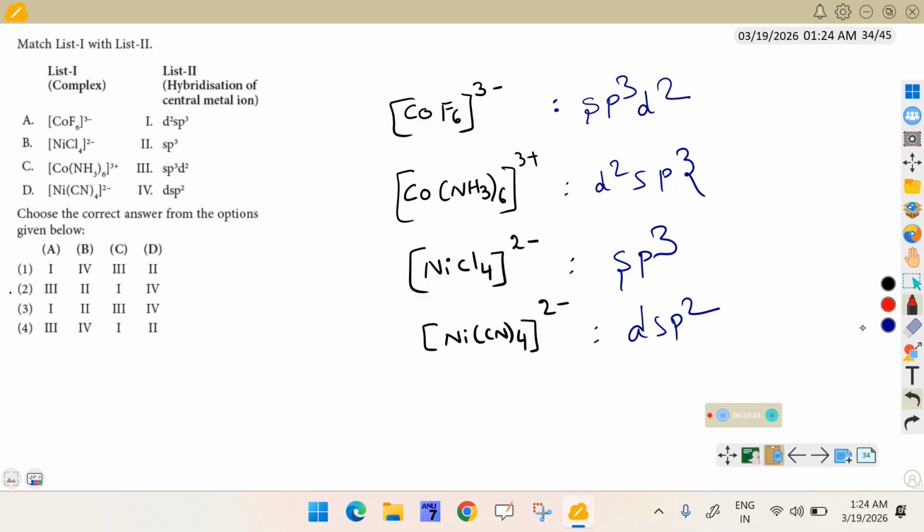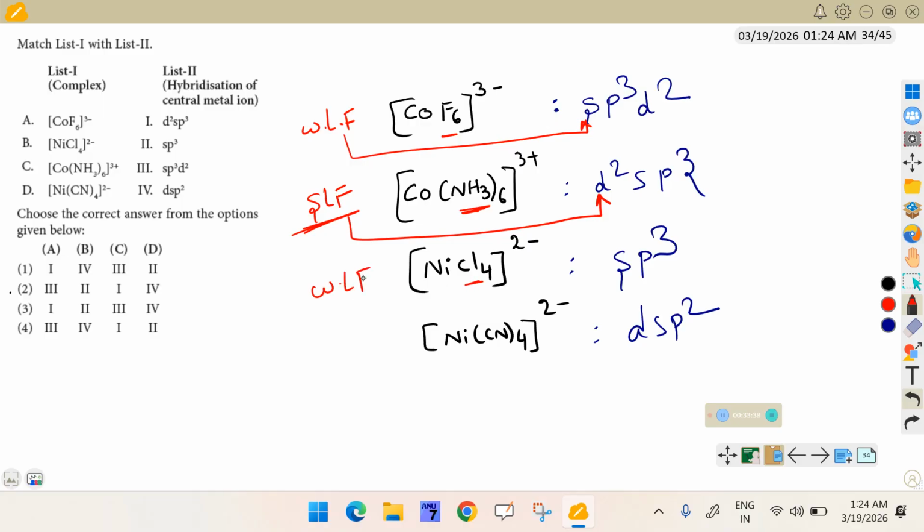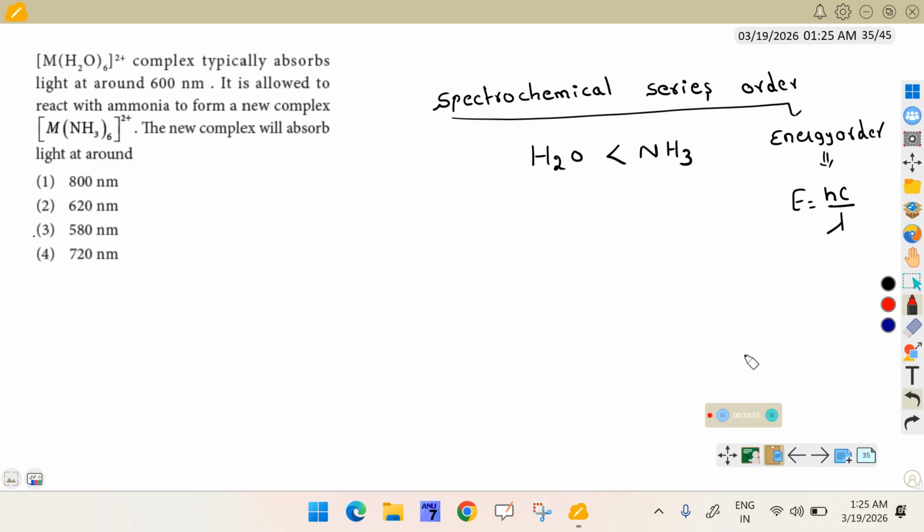Next, matching type of question. Fluorine is a weak ligand field. NH3 is a strong ligand field. When a strong ligand field is present, regrouping takes place, hybridization starts with the d orbital. Weak ligand field generally, hybridization starts with the s orbital. Chlorine is a weak ligand field. Cyanide is a strong ligand field. Coordination number equals 4. Weak ligand field, sp3 hybridization, strong ligand field, dsp2 hybridization. Second option is the correct option. Next question related to the spectrochemical series.